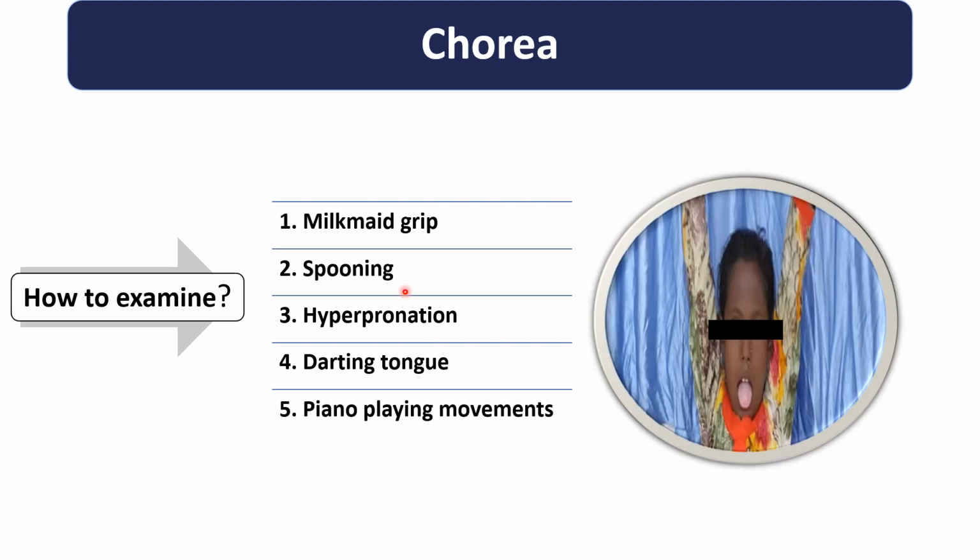For the darting tongue, we tell the child to protrude the tongue. The child will not be able to protrude the tongue steadily, and will shoot it out and jerk it back quickly. Also the child will have movements just like piano playing. So all these are characteristic of chorea.